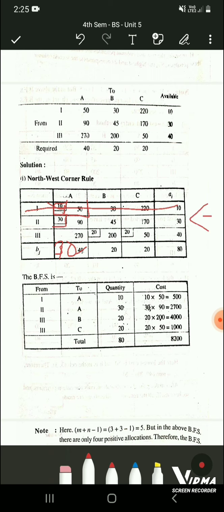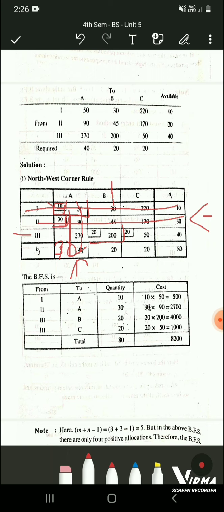Now in the next cell, to make the allocation, you have to see the minimum value between corresponding Ai and Bj values. So in both the cases it is 30 and 30. Availability is 30 and requirement is 30. Therefore make 30 allocation. So this complete column and this row is vanished. Therefore go to the next northwest corner cell, which is cell number 3, 2, that is third row and second column.